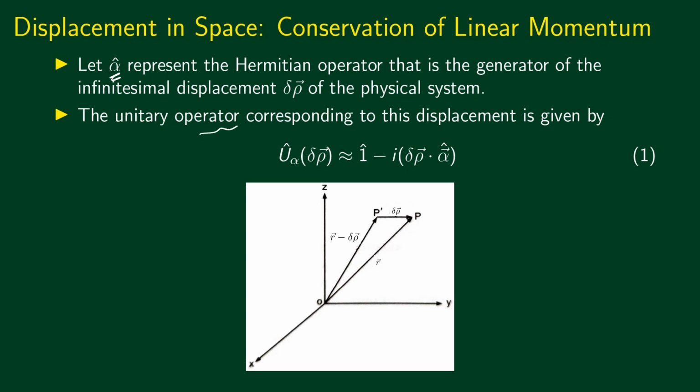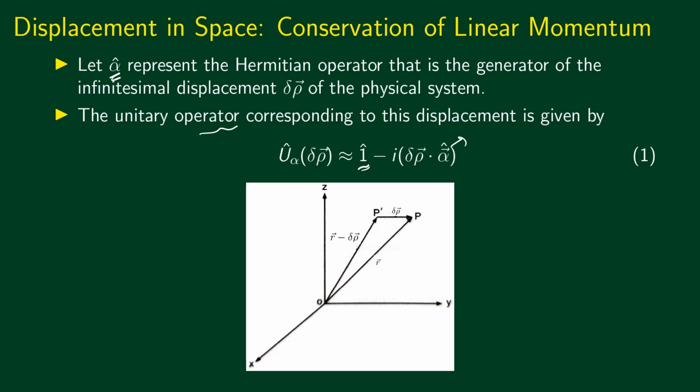We know how to write this. This unitary operator differs infinitesimally from the identity operator. Right? It's very close to no transformation at all. And we have seen that this infinitesimal unitary transformation can be written as the identity operator minus i delta rho vector dot alpha vector hat. Since delta rho vector is a displacement, it's a vector. So the operator appearing here also has to be a vector operator. It should have three components.